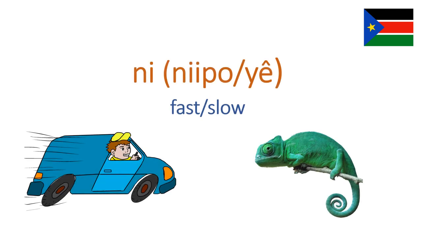Nipo, nipo. It means fast. Tolombuli nandu nipo. The car goes fast. Mvua nandu ye. The opposite of fast is slow and it is ye. And the chameleon goes slowly. Ye.